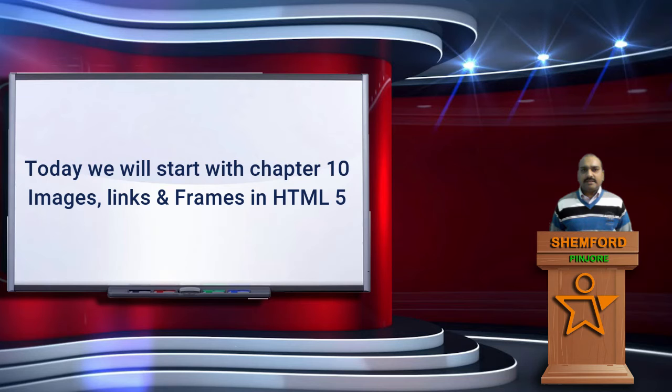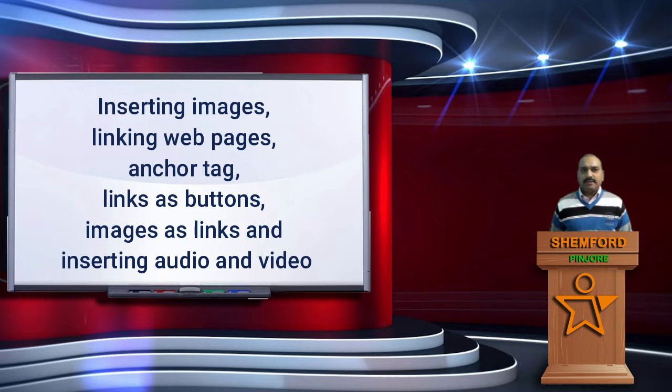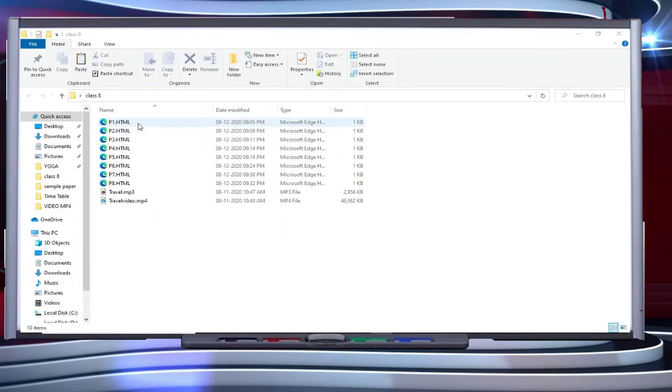The name of this chapter is Images, Links and Frames in HTML5, in which we will understand how to insert an image, linking web pages, anchor tag, links as buttons, images as links, and how to insert audio and video. Let us start with our first program.